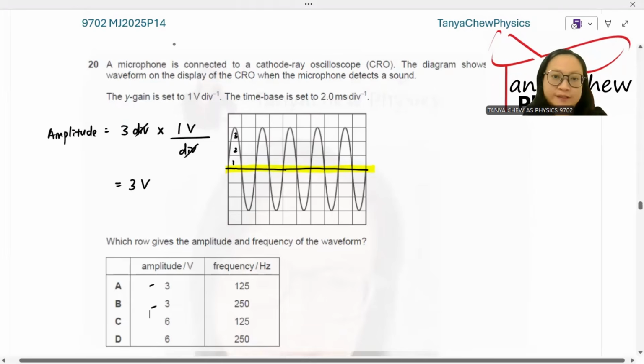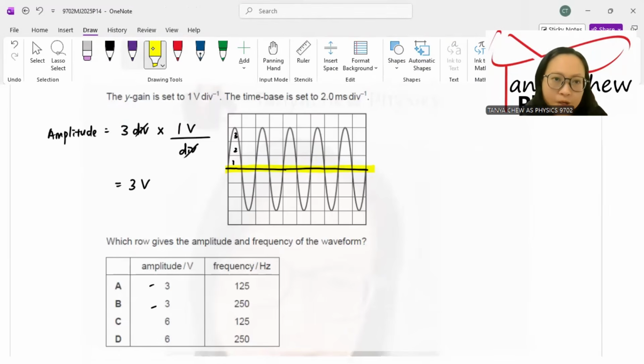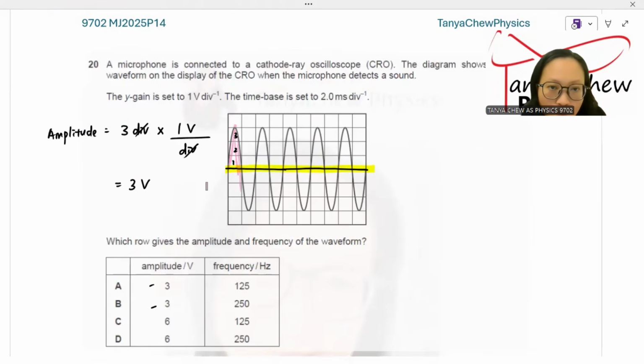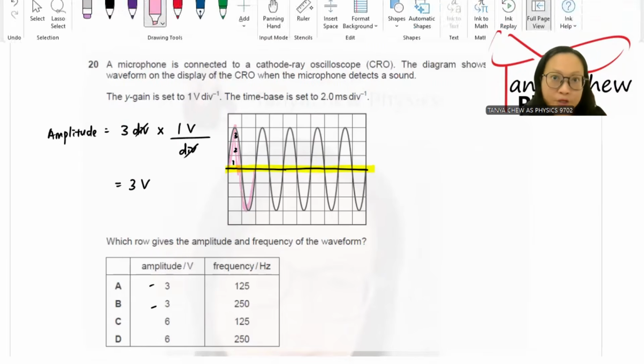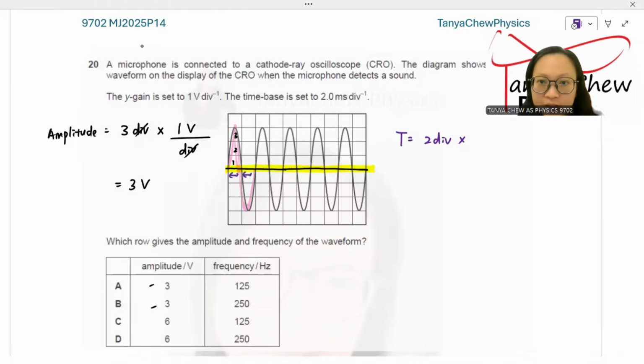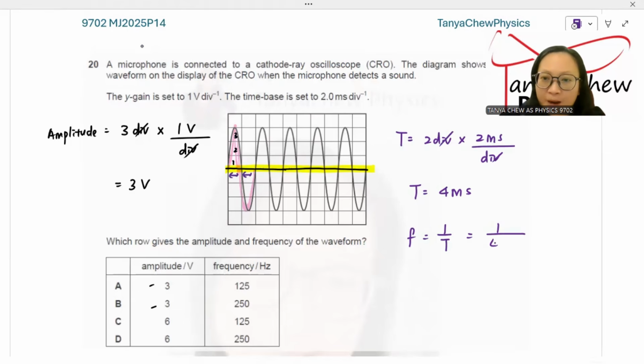Now, before I find the frequency, I need to find the period first. Period, okay, how do I find the period? I calculate the number of divisions for one complete oscillation. That is one period. How many divisions involved? Look at the x-axis. 2 divisions. So period is equal to 2 divisions times the time base, 2 milliseconds per division. So period is equal to 4 milliseconds. Frequency is 1 divided by period, 1 divided by 4 milliseconds. And you get 250 hertz. B is the answer.